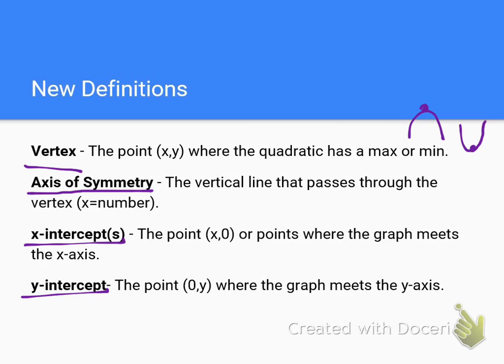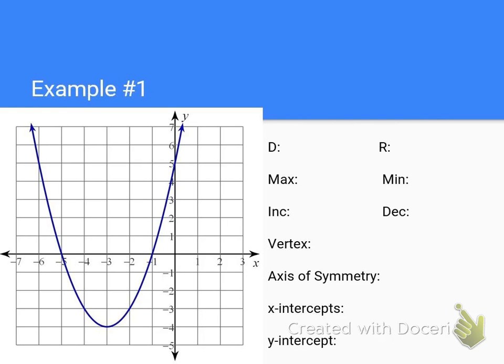The axis of symmetry is the vertical line that passes through this vertex. So it's going to be right through the middle. It kind of cuts it in half. Then your x-intercepts are where the graph crosses the x-axis, and the y-intercept is where it meets the y-axis. Okay, so here is our first example going through. We have the vocabulary that we've already done, and then our new vocabulary topics for this lesson.